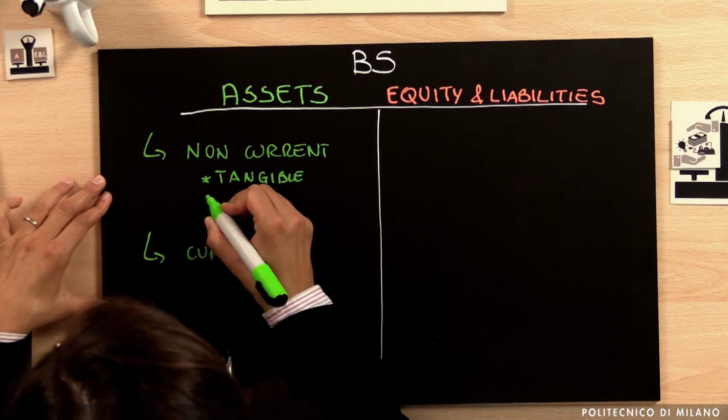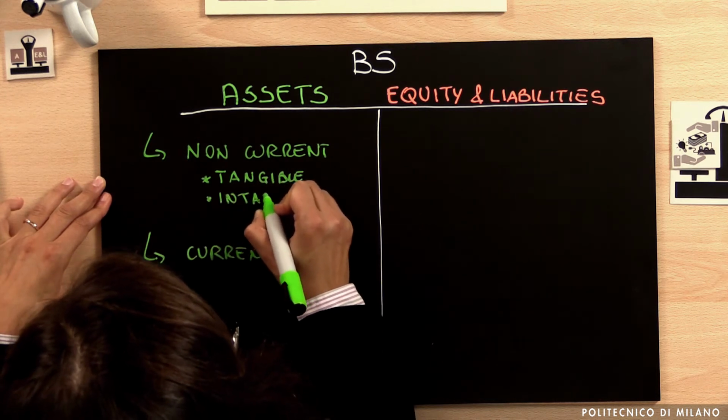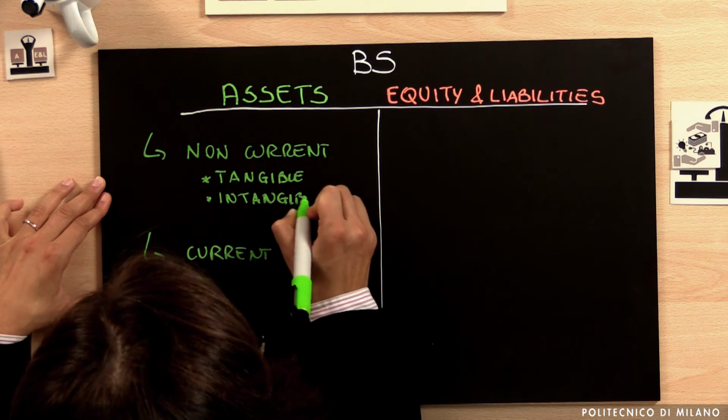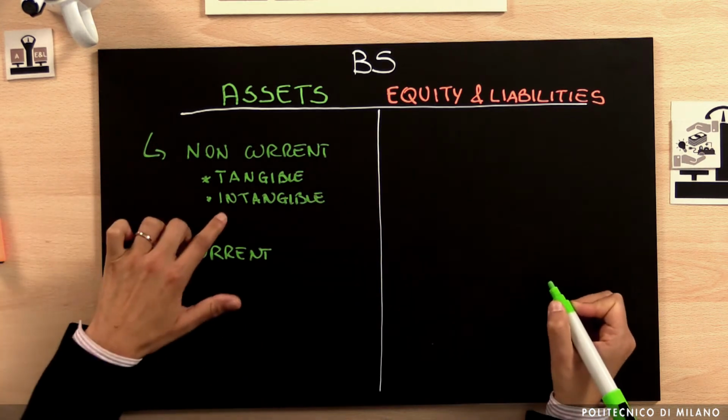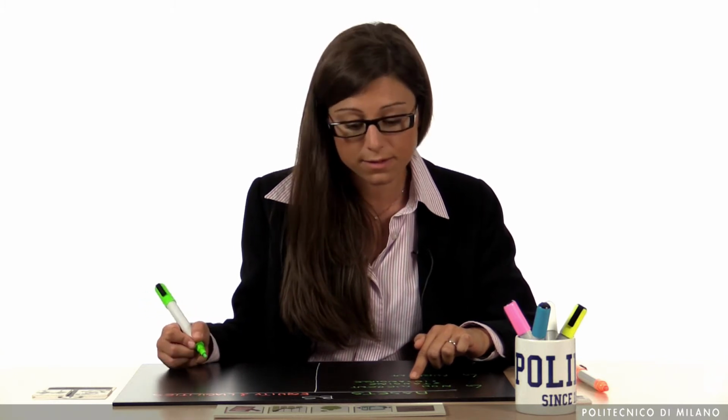Then we have a second category of non-current assets, which is represented by intangible assets. These intangible assets, again, are resources that are available for the company for a period of time which is higher than 1 year, but we cannot see them, nor can we touch them. For example, we have software, research and development activities, patents, licenses.